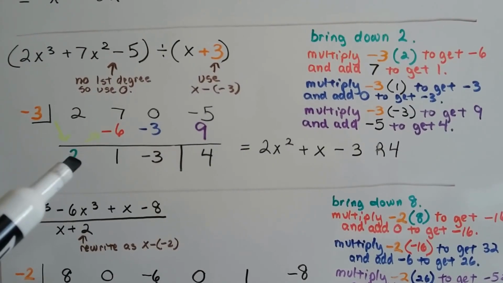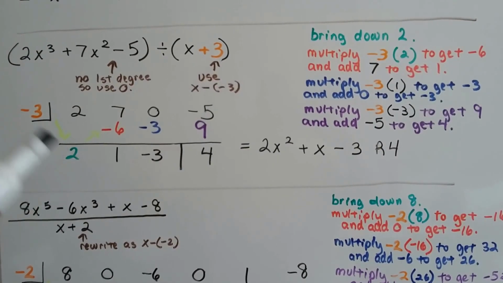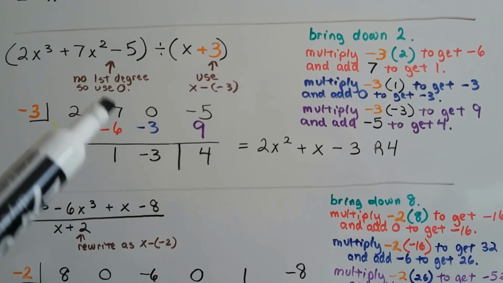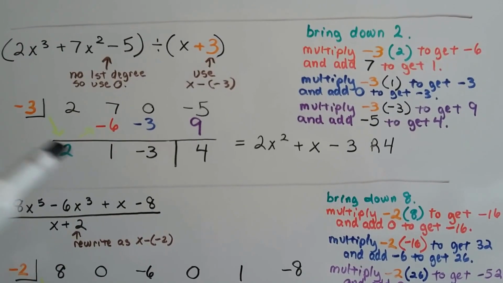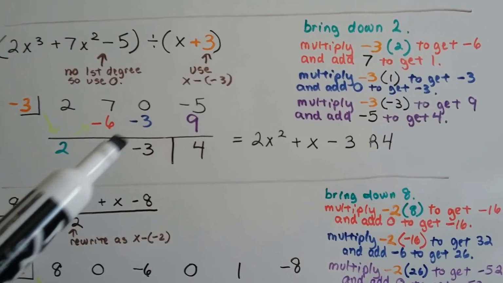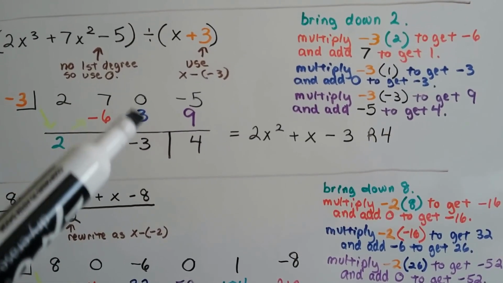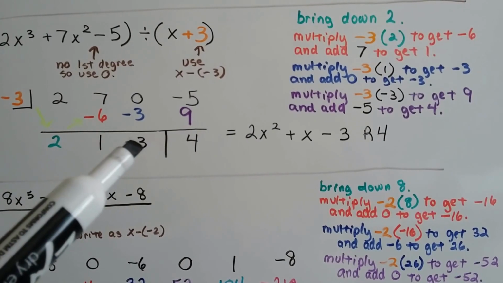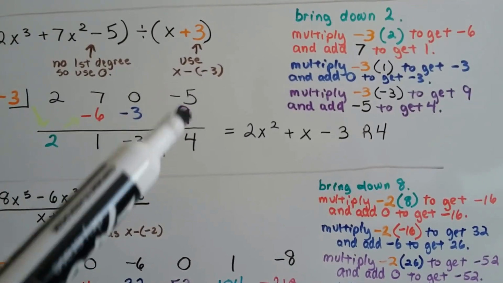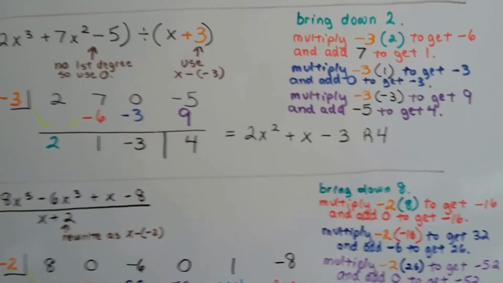And we're going to multiply it by this 2 that we dropped down, and we're going to get a negative 6. And we're going to add these together and get a 1. Now we're going to multiply this negative 3 to the 1 to get a negative 3. Add it to the 0 and get a negative 3. Now we're going to multiply the negative 3 to the negative 3 and get a positive 9, and add it to the negative 5 and get a 4.